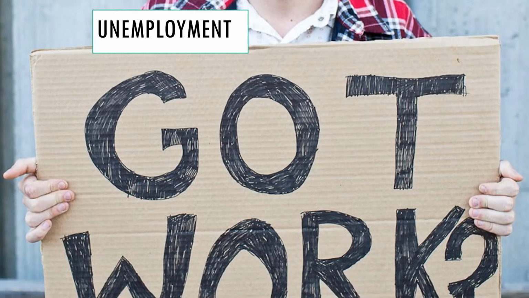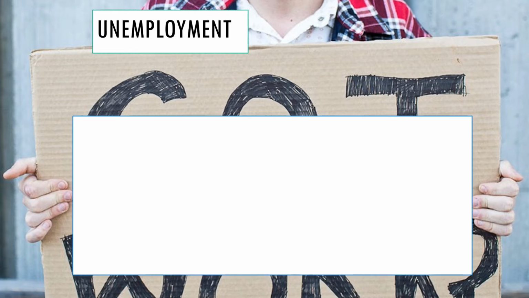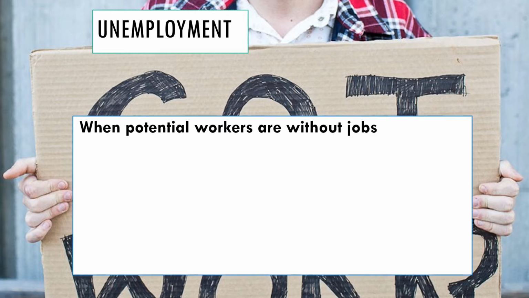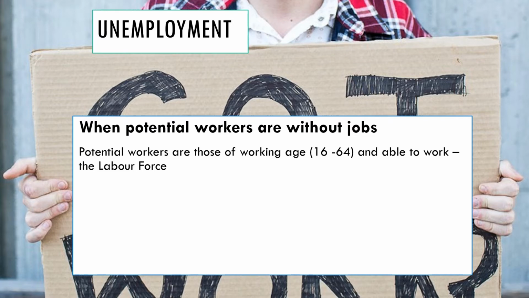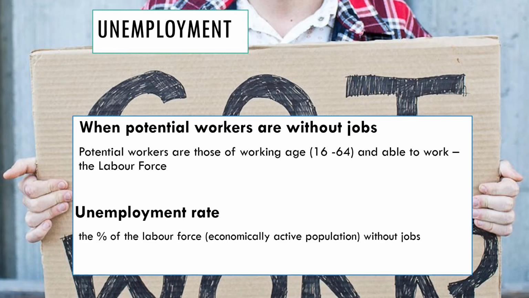Let's start off with what we mean, our definitions of unemployment from an economist's perspective. Unemployment is when potential workers are without jobs. And potential workers are those of working age between 16 and 64 and able to work. And this group of people we call the labour force. The unemployment rate, which you often hear referred to in the news, is the percentage of the labour force without jobs.